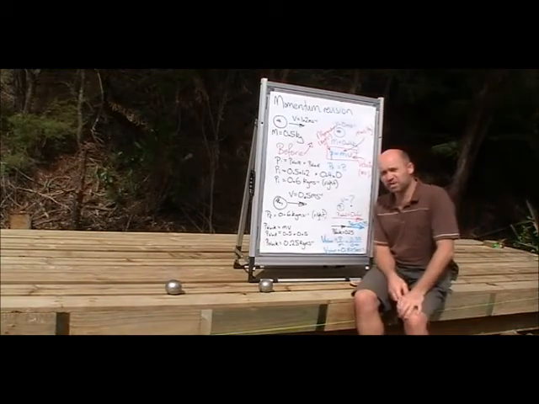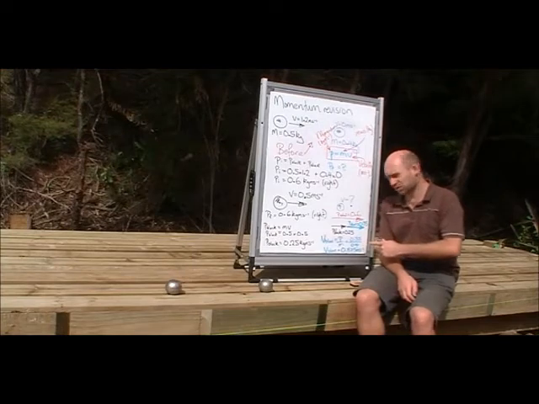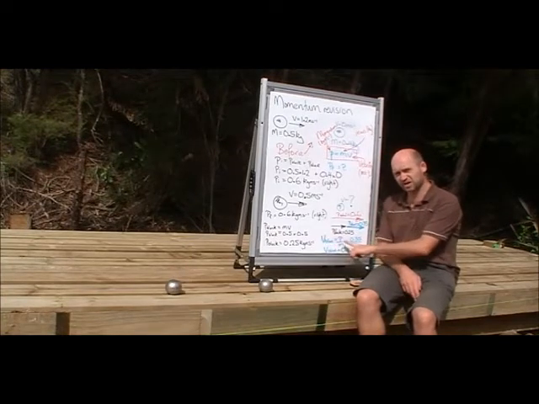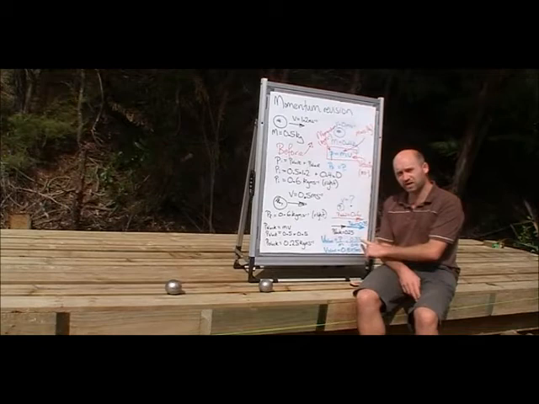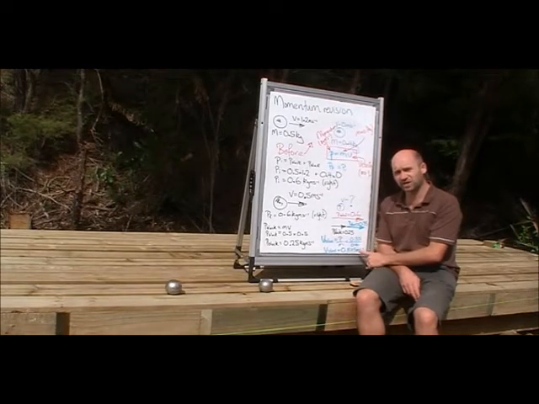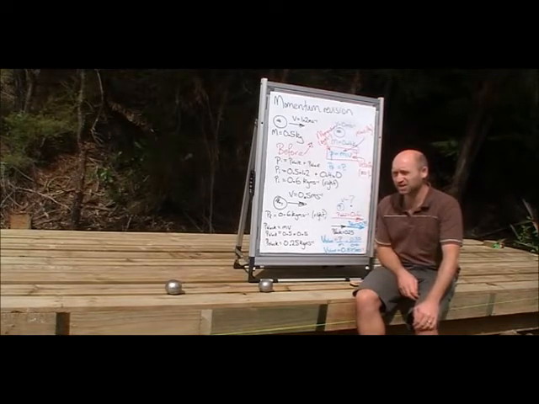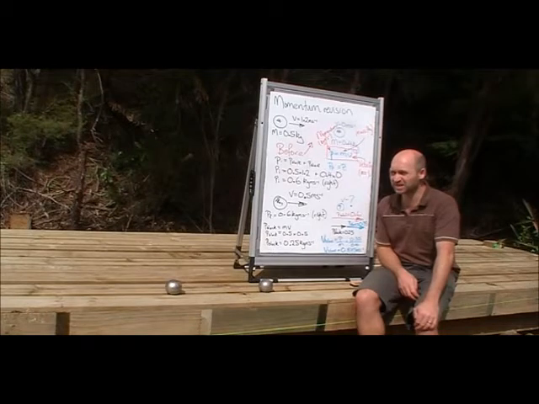So we can use our momentum equation now to work out just how fast that blue one's going. V is P over M. 0.35 over 0.4, 0.875 meters per second.